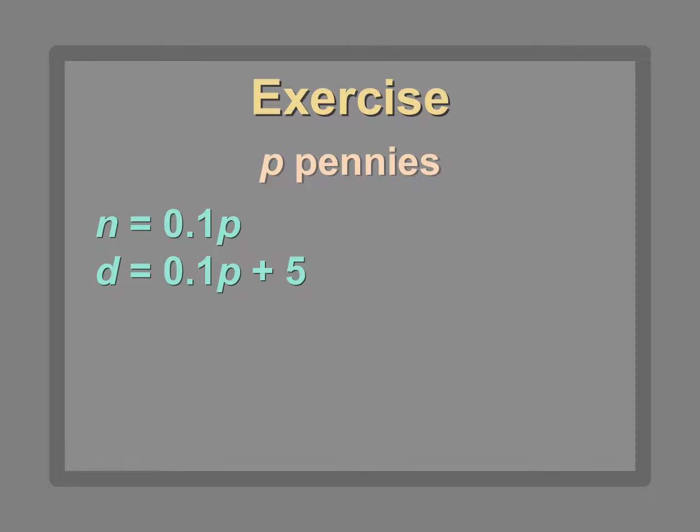For dimes, it would be 0.1p, because that's what the nickels were, plus 5. For quarters, it was going to be 0.1p, because that's what the nickels were, plus 3. And then for silver dollars, remember it was 2n plus 6. So instead of n, though, we have 0.1p for n. And so 0.1p times 2 becomes 0.2p plus 6.